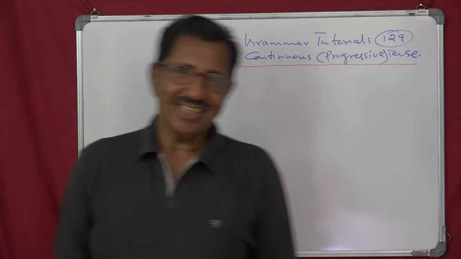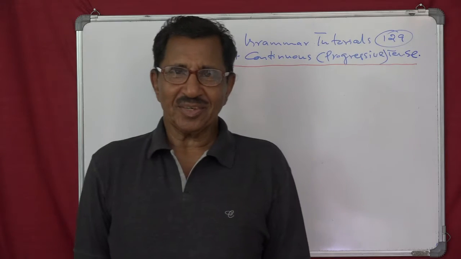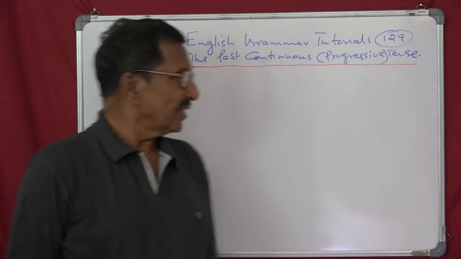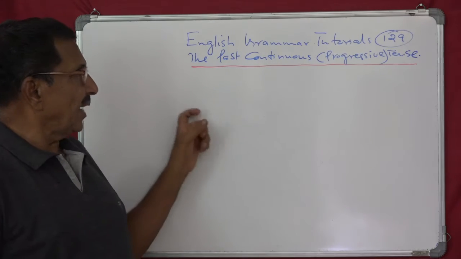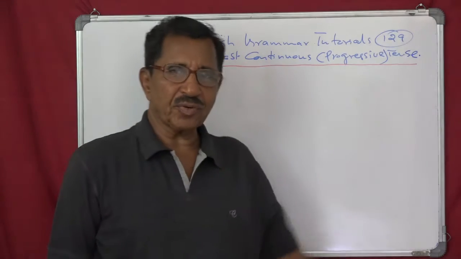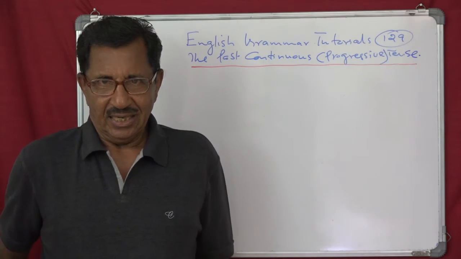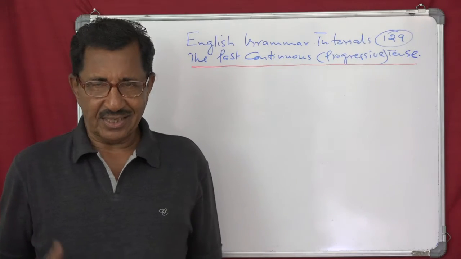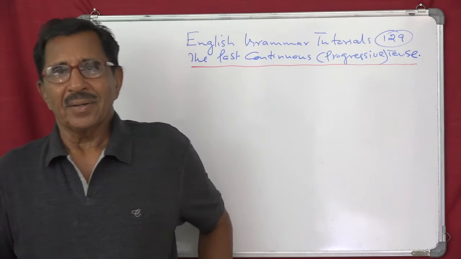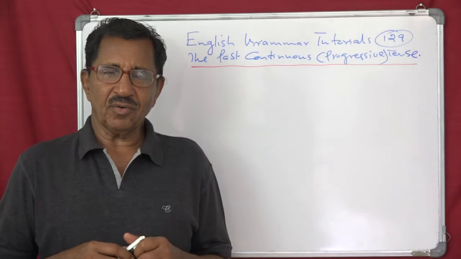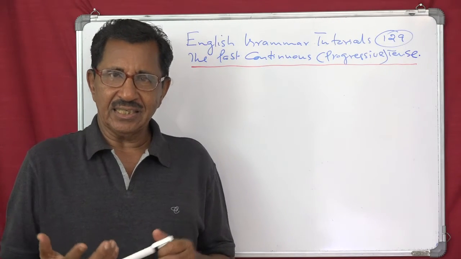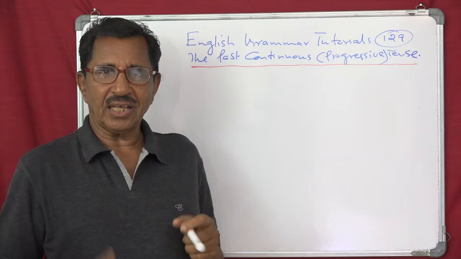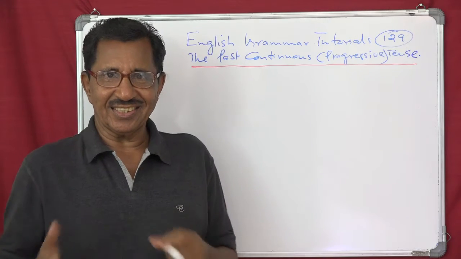Hello friends, in our grammar tutorials we have now reached the past continuous or progressive tense. As usual, we proceed step by step. First, we always start with the name of the tense. It's very important because otherwise how do we distinguish these things?